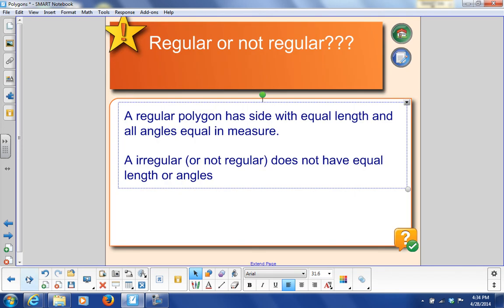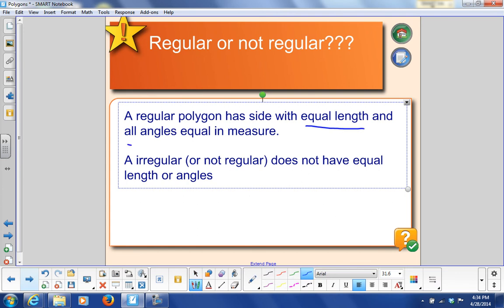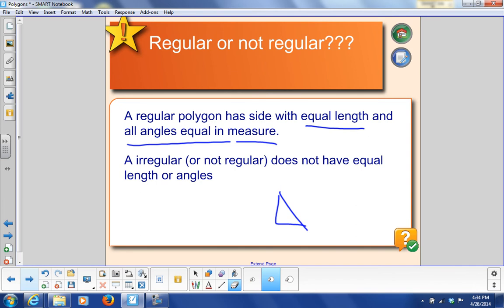Alright, one thing you need to know is regular and not regular, which is irregular. A regular polygon has sides of equal length and all angles equal in measure. So if you have a triangle like this, there really isn't a regular one here because you don't have all angles equal in measure. This is 90 degrees. These are not 90 degrees in measure. An irregular or not regular polygon does not have equal lengths or angles. So if I had a rectangle, those sides are not equal in length, right? So that would be irregular.